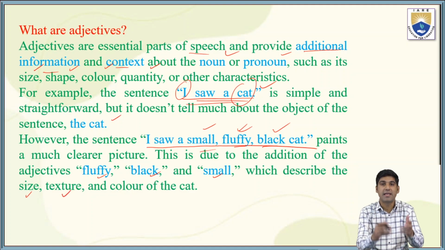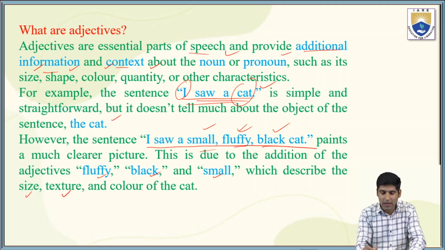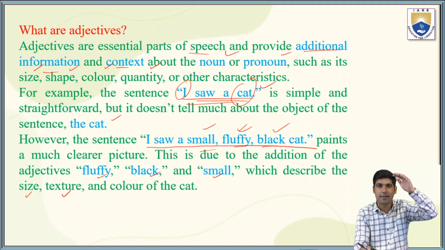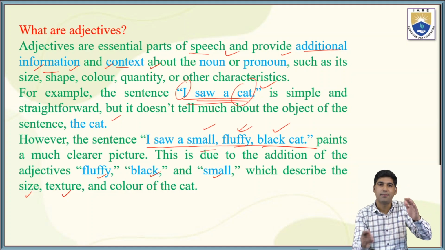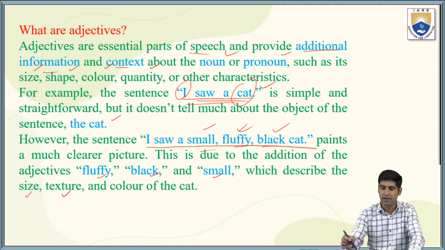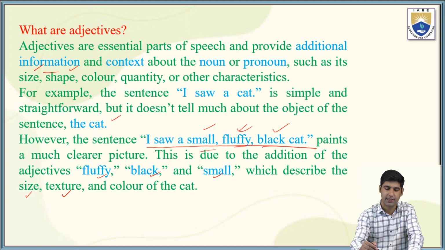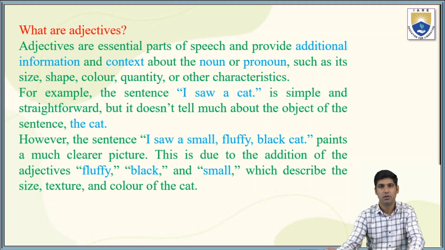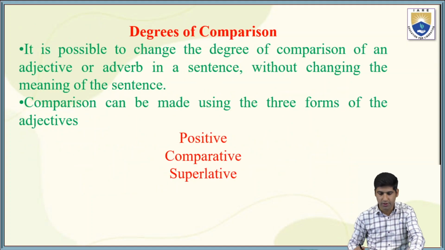Fluffy describes the texture of the cat. Color of the cat is described by black. So we get to know about three things, about the size, about the texture, and about the color of the cat by these three words. So these three words in grammar are called adjectives. I hope you all have understood what an adjective is. An adjective is a word which describes a noun or a pronoun, as I discussed with you.